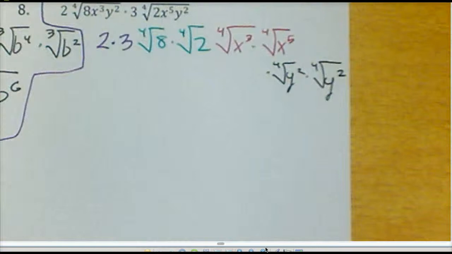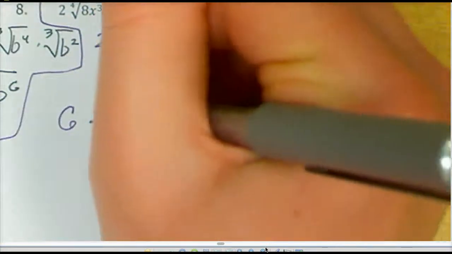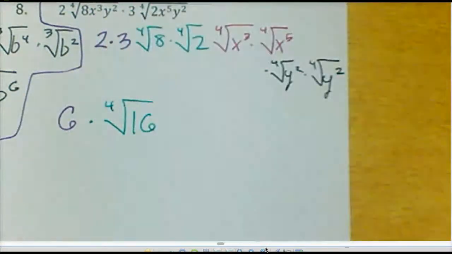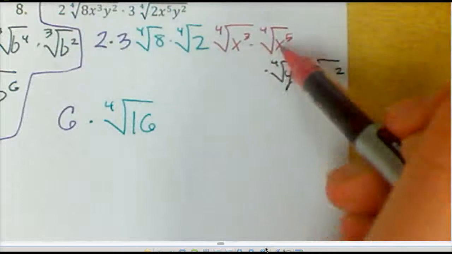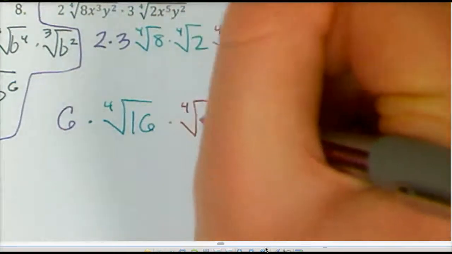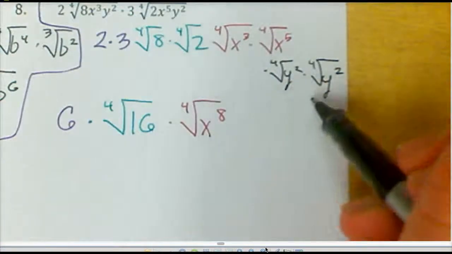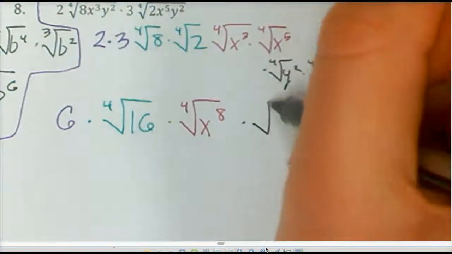Okay, so 2 times 3 we know is 6. 4th root of 8 times 4th root of 2 would be 4th root of 16. 4th root of x cubed times 4th root of x to the 5th would be 4th root of x to the 8th. And then finally 4th root of y squared times 4th root of y squared would be 4th root of y to the 4th.